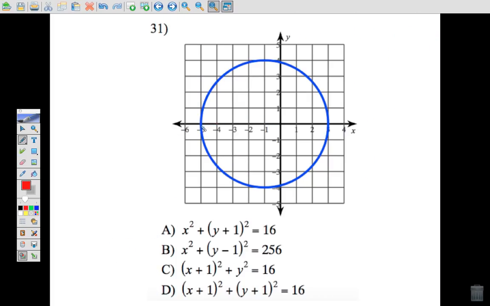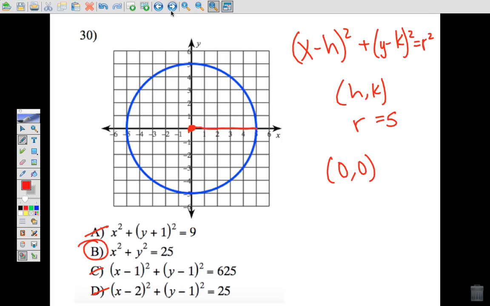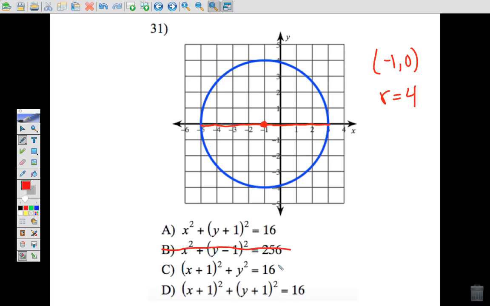Now on this one, if you don't know the center, I would count 1, 2, 3, 4, 5, 6, 7, 8. So the diameter is 8. So halfway would be 4. So your center is -1, 0. And your radius is 4. So when you plug in the radius to this equation, you square it. So it should be 16. So you can mark through that one, because it's got to be one of these. Then it should be x minus -1 squared, which becomes x plus 1. So you can eliminate that one. Then it's y minus 0, which is just y squared. So it should be that one.